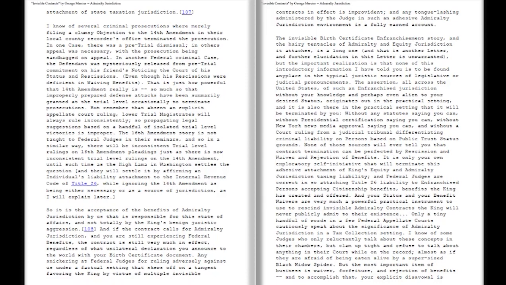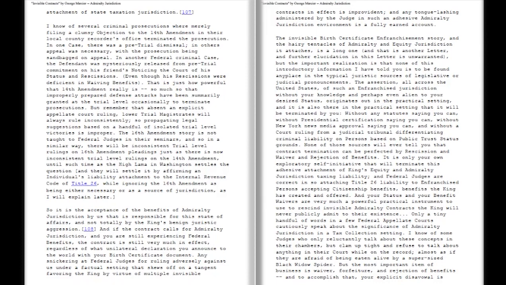108. And if the contract calls for admiralty jurisdiction, and you are still experiencing federal benefits, the contract is still very much in effect, regardless of what unilateral declaration you announce to the world with your birth certificate document. Any snickering at federal judges for ruling adversely against us under a factual setting that skews off on a tangent, favoring the king by virtue of multiple invisible contracts in effect, is improvident, and any tongue lashing administered by the judge in such an adhesive admiralty jurisdiction environment is a fully earned account. The invisible birth certificate enfranchisement story, and the hairy tentacles of admiralty and equity jurisdiction it attaches, is a long one, and that is another letter. And further elucidation in this letter is unwarranted.